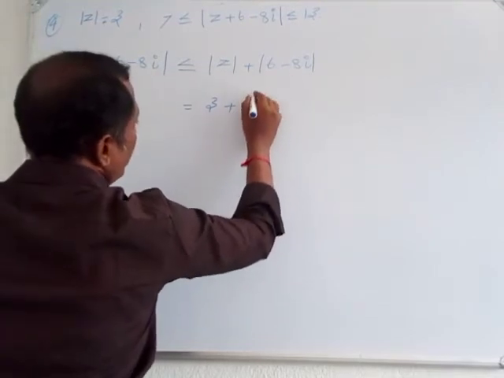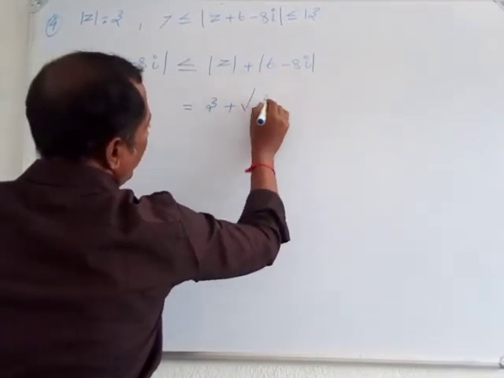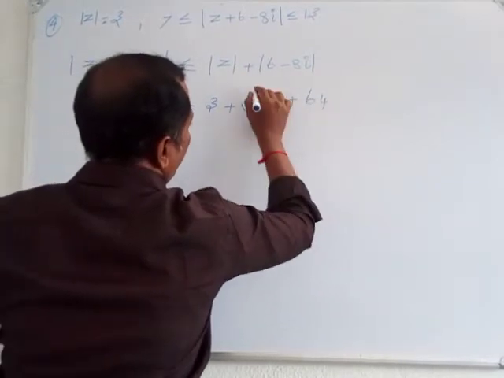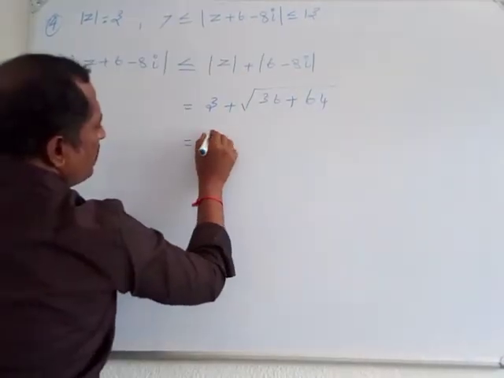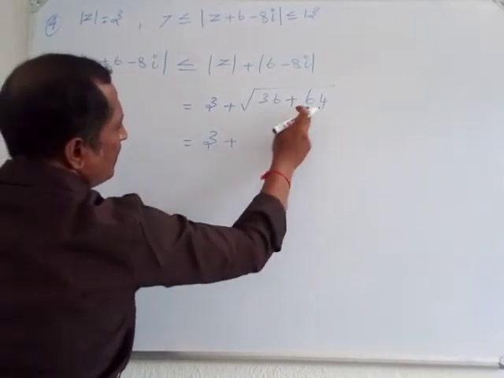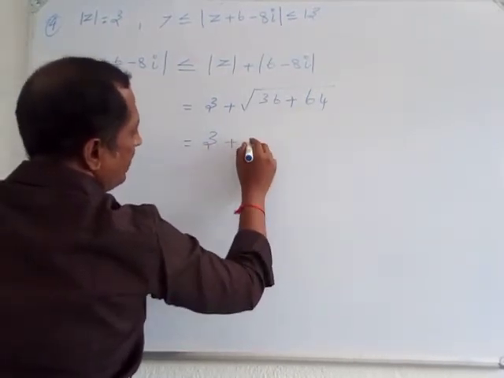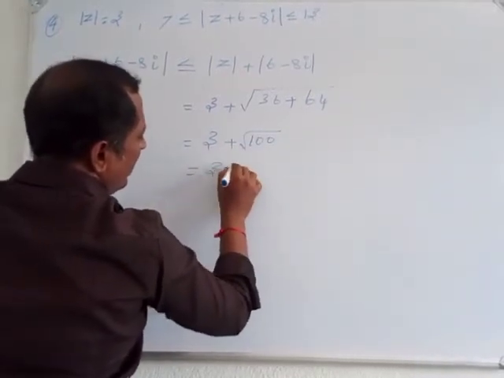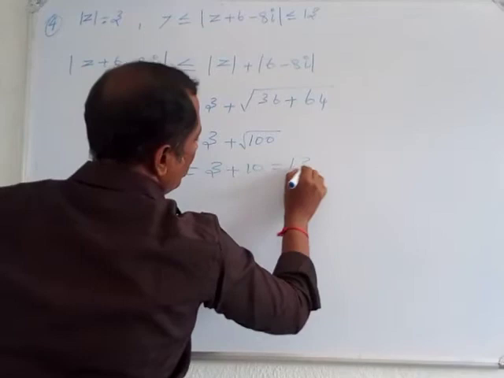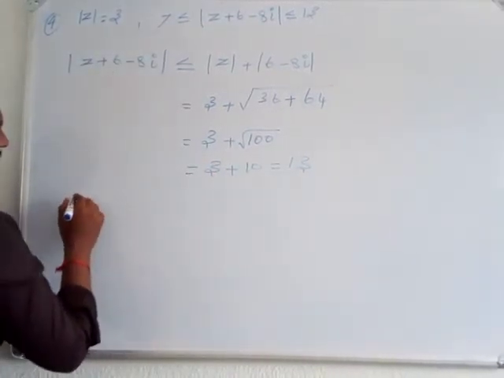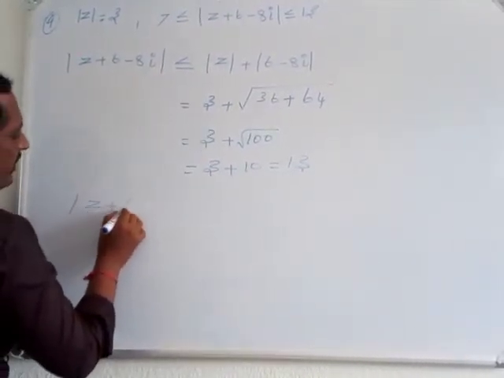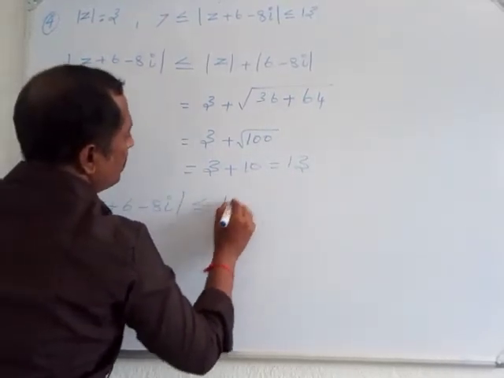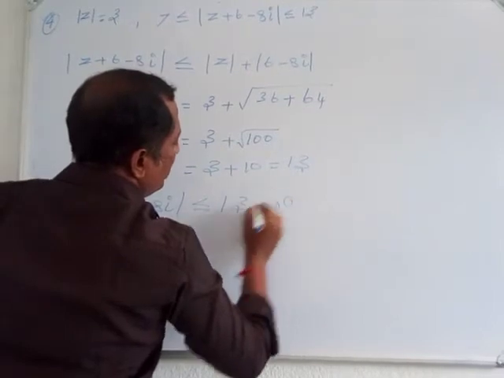Modulus of 6 minus 8i is root of 6 square, the real part square, which is 36, plus 8 square, the imaginary part, which is 64. So 3 plus root of 100, the root of 100 is 10, which is equal to 13. Therefore modulus of z plus 6 minus 8i is less than or equal to 13. This is the first condition.